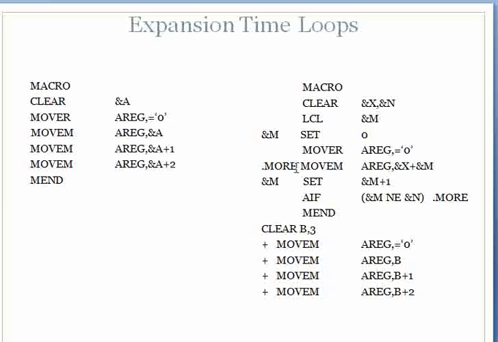Right, if I make the macro call CLEAR B, comma 3, it would mean I want to clear 3 memory locations starting from the memory word represented by B. So X will take the value of B and N will take the value of 3. Then I have declared a local expansion time variable M whose initial value is set to 0. Now this line is a model statement and will appear as a part of the expansion, so that's why it has come here, MOVER A register, equal to 0.